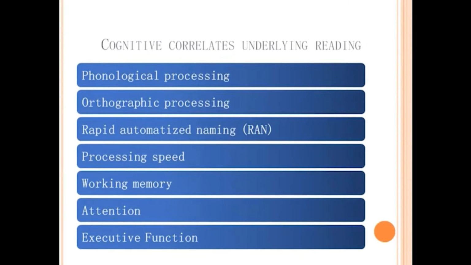Now let's take a look at some of the problems that can cause dyslexia. Difficulties may be found in some, but probably not all of the cognitive correlates that need to be working well for reading to be working well. A child with dyslexia might have difficulties in phonological processing, orthographic processing, rapid automatized naming, processing speed, working memory, or attention and executive function. We'll take a quick look at each of these in the next series of slides, and they'll be covered in much greater depth in the next section of the webinar.